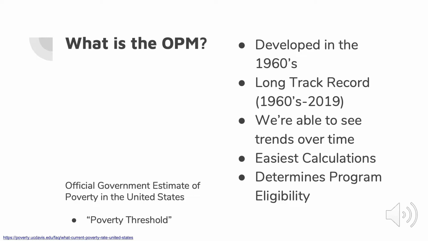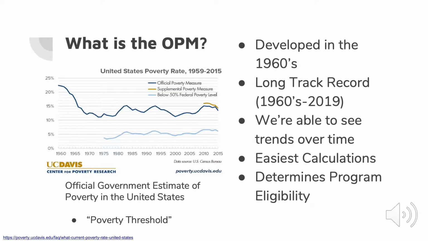The OPM allows the US government to make an official estimate of the number of citizens experiencing poverty in the United States. Because this system was developed in the 1960s, the government has more than 40 years of data to compare using the OPM, allowing us to visualize trends in poverty over time, such as this graph from the UC Davis Center for Poverty Research. As we continue to talk about the OPM, you'll notice that this calculation is very simple, so it's often used as a measure of eligibility for different government assistance programs.